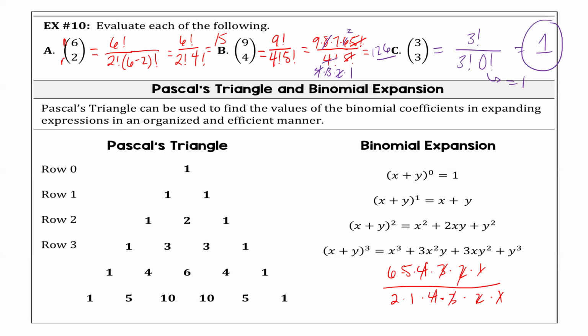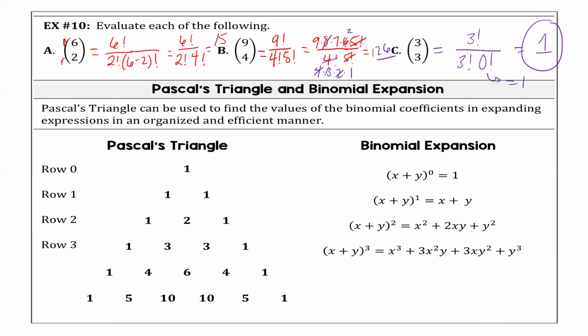On to next. Next, we're going to talk about Pascal's triangle. All right. So Pascal's triangle can be used to find the values of your binomial coefficients in expanding expressions. So you know how when we FOIL, if I had x plus 1 squared, we would use FOIL to expand it, right? If I had x plus 1 to the third, we would FOIL and distribute, right?